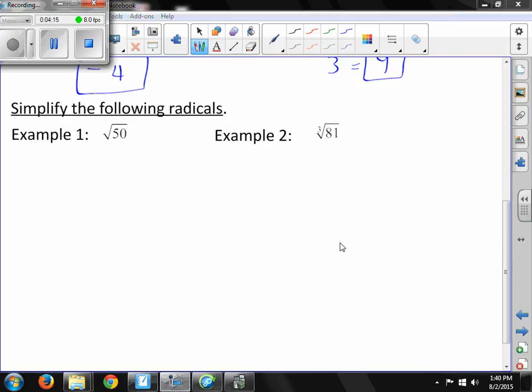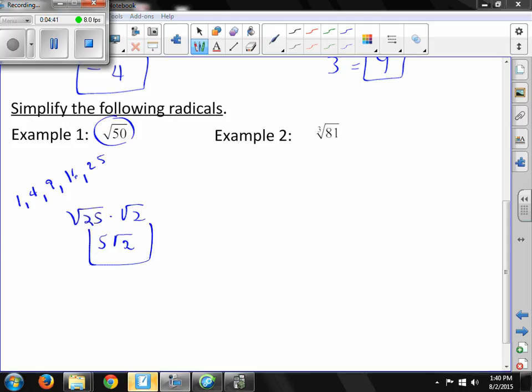Simplify the following radicals. The square root of 50. Now, if you think of your perfect squares, 1 squared is 1, 2 squared is 4, 3 squared is 9, 4 squared is 16, and 5 squared is 25. I could actually rewrite this square root of 50 as the square root of 25 times the square root of 2. We know that the square root of 25 is 5, so I would have 5 square roots of 2.